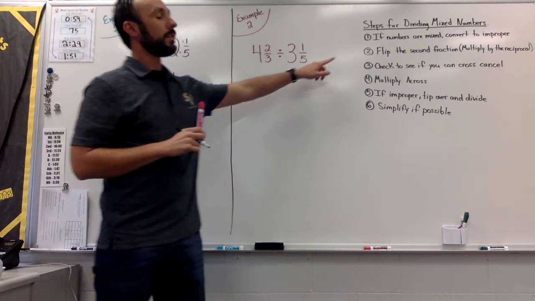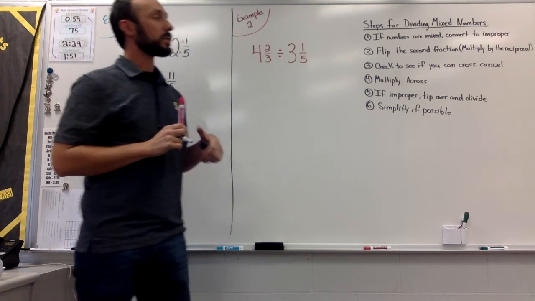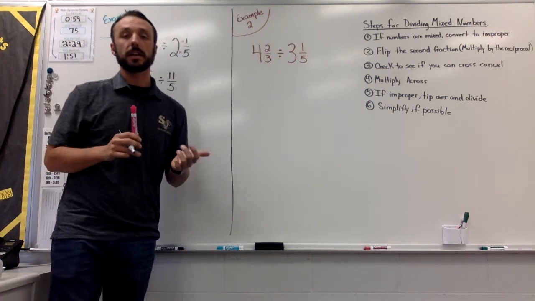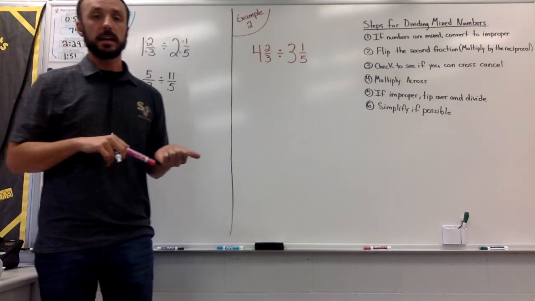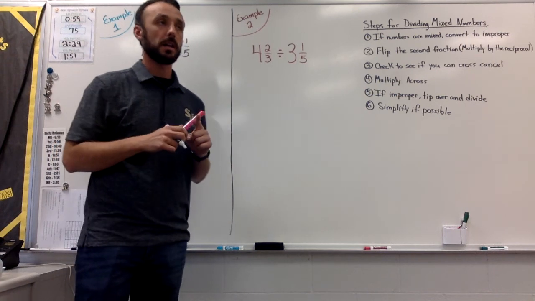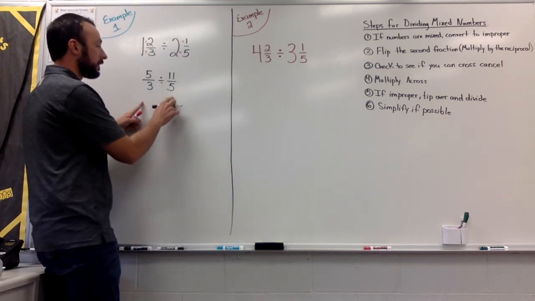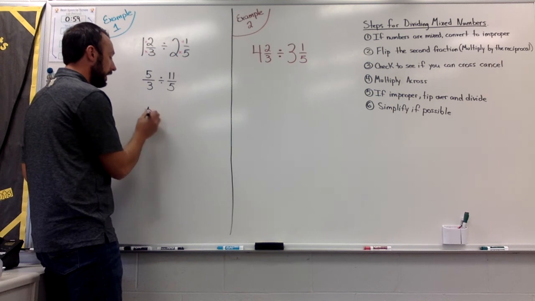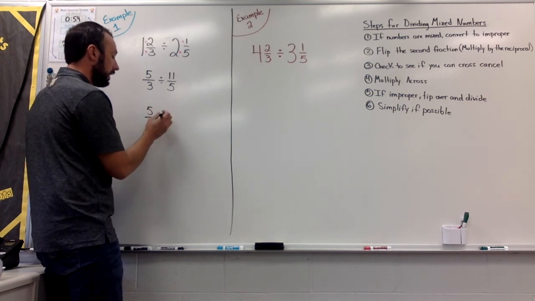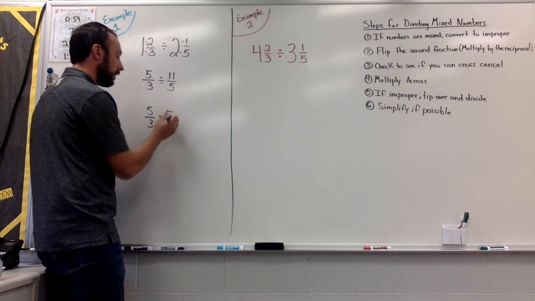Step 2 says flip the second fraction. In other words, we multiply by the reciprocal, and that's the song we sang. If you want to divide, look on the right side, flip that fraction over, and then multiply. So we're going to look at the right side and flip this fraction over. So I'll have 5 over 3 times 5 over 11.